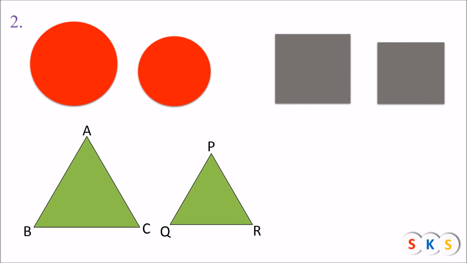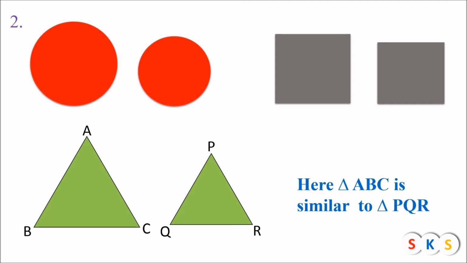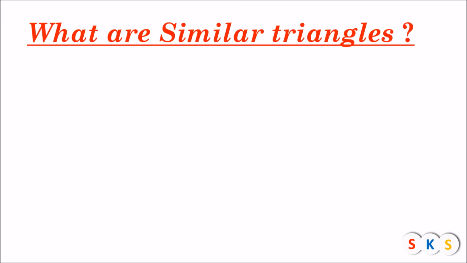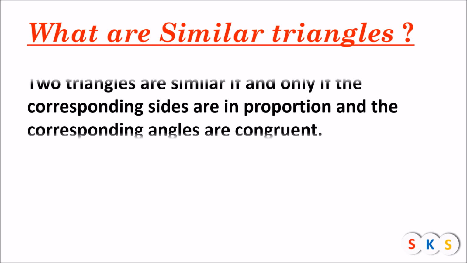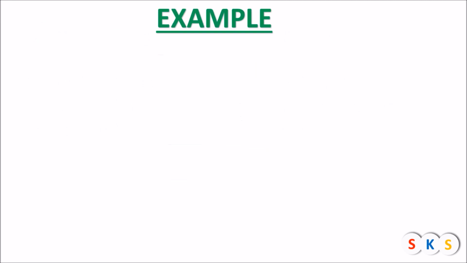What are similar triangles? Two triangles are similar if and only if the corresponding sides are in proportion and the corresponding angles are congruent. Now we will try to understand similar triangles with the help of an example. Let's say we have two triangles, triangle ABC and triangle PQR. Look at this figure.